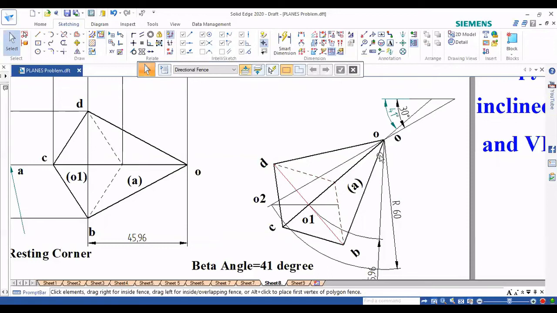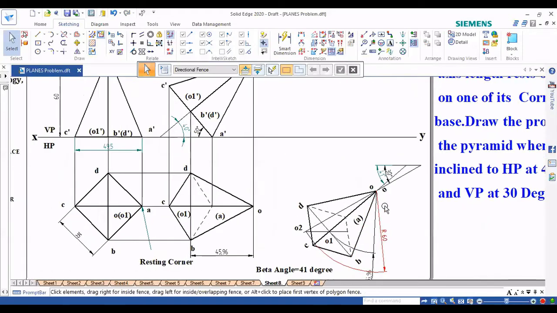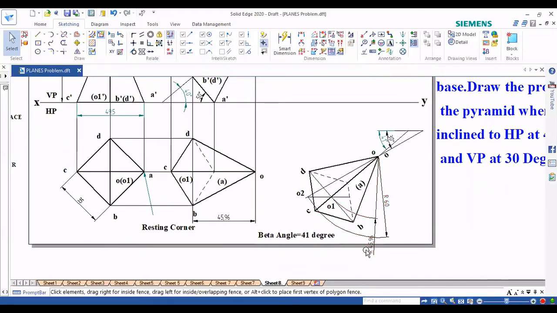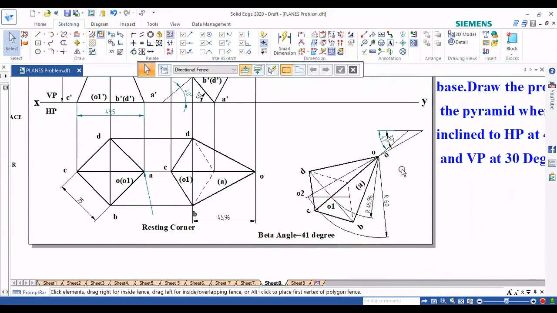Okay. Then you can join this directly. Then extend this line down backwards, measure O1C and cut downwards, and then join these two. So then the third position will be done. Okay. So now the third position is done.